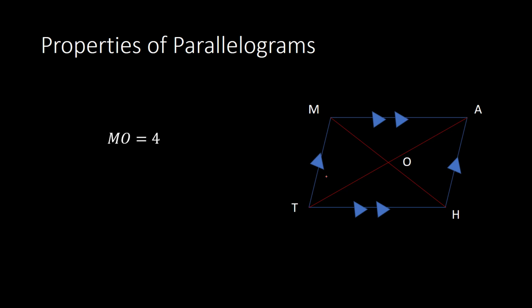Here's another example. We're told that MO equals 4, and the question is, what is MH? So if MO is 4, we know that we have diagonals here, and with parallelograms, the diagonals will bisect each other. Meaning that if M to O is 4, then from O to H must also be 4, because it's being bisected. So then the length from M all the way to H would be 4 plus 4, which would equal 8.